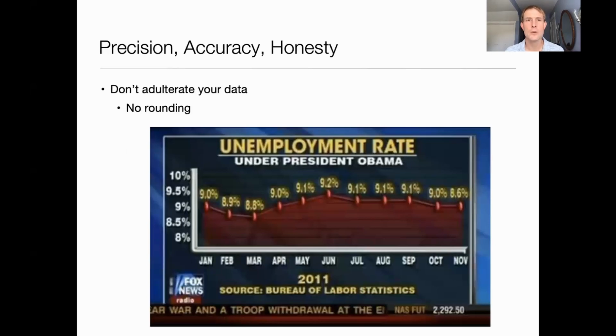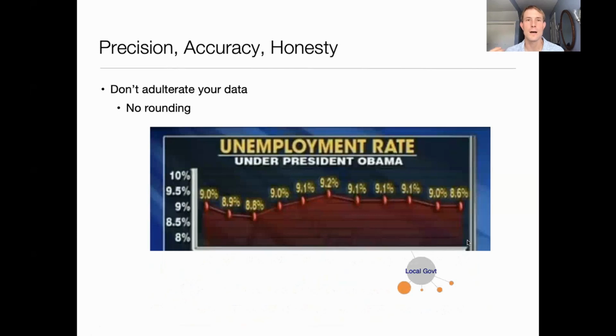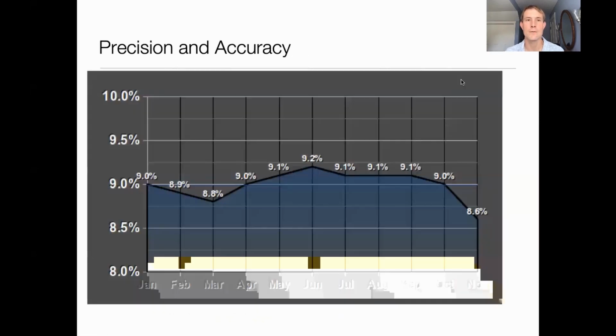Okay, so I'm going to pick on Fox News here. You can find a lot of different examples of lies, damned lies, and statistics, right? People actually manipulating the data, manipulating axes on figures to lie with data. Here you'll see that the 8.6% unemployment rate at the end of this figure is actually higher than the 8.8% here, right? This data has been manipulated to disguise a downward trend that's in the data. If you've got a precise and accurate figure, you actually see a pretty significant drop in the unemployment rate in those last couple of months, right?